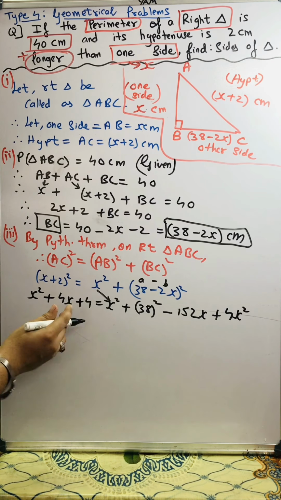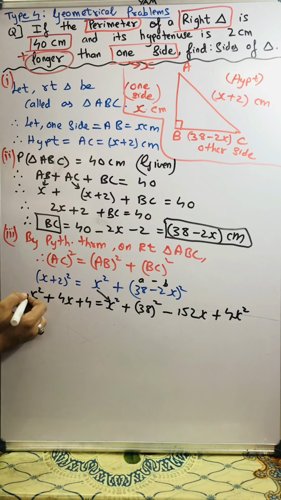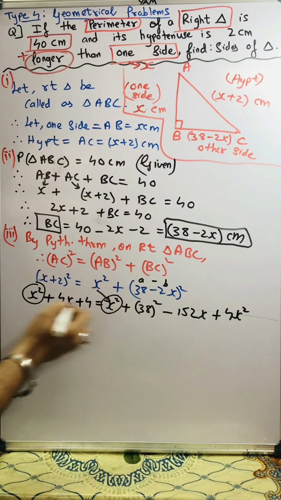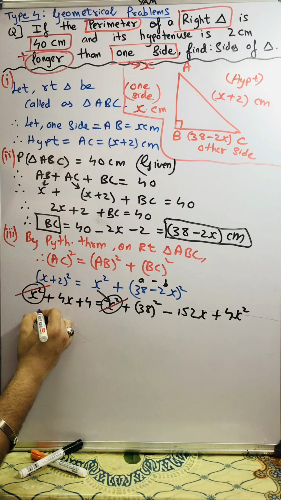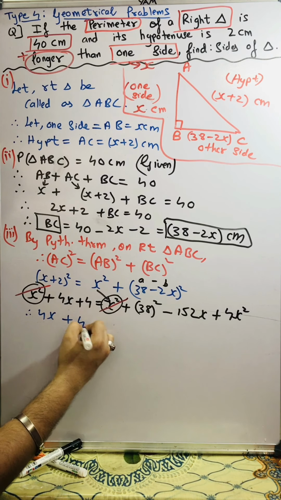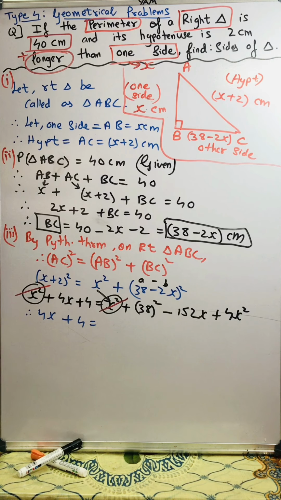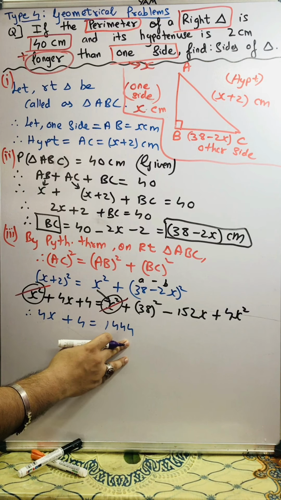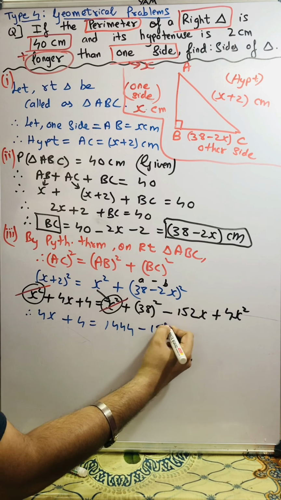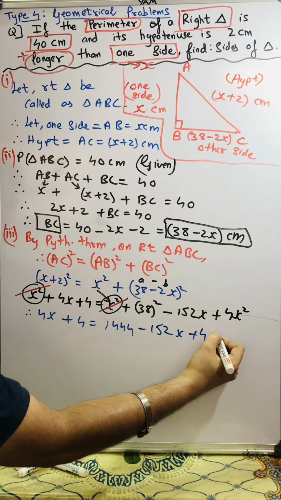Now I can see something over here, that on the left hand side I have 1 time x square here and I have 1 time x square here. So this x square and this x square gets cancelled. Okay, so I'll cancel both x squares. On the left hand side we are left with 4x. Therefore 4x plus 4 is equal to, now we need to find 38 ka square. 1444, 38 ka square is 1444 minus 152x plus 4x square.